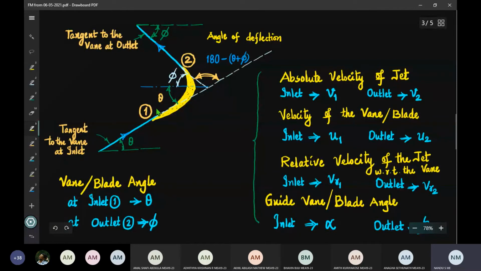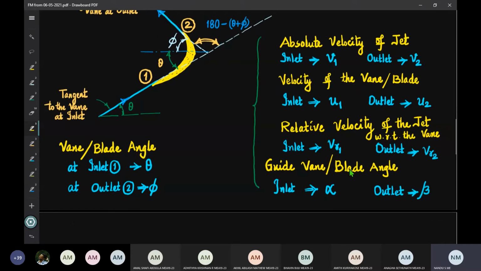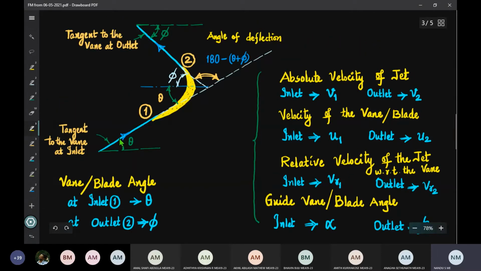Jet is striking in one direction, vane is moving in the other direction. So therefore, the relative velocity can be found out by the rules in mathematics, the vector difference. So we use the triangle law and all. And the effective velocity with which the jet strikes is equal to the relative velocity. So the relative velocity of the jet, Vr1, has to be made tangential to the inlet tip 1. That's the crucial point. So please take care of that.